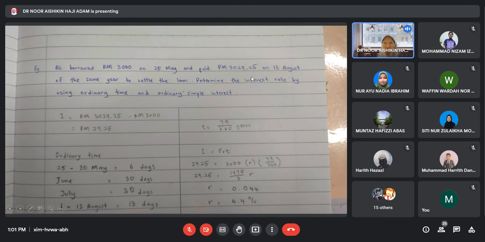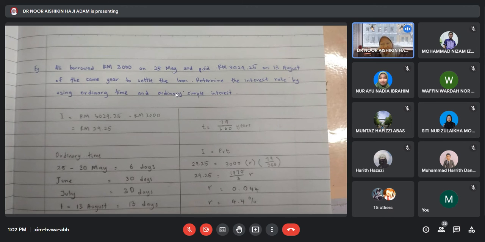Ali borrowed 3,000 ringgit on 25th May and paid 3,029 ringgit and 25 cents on 13th August of the same year to settle the loan. Dia tak kata which year. So, you anggap ini tak melibatkan leap year. Kalau dia tak cakap leap year atau tidak, ataupun dia tak bagi that exact year, you anggap tahun biasa je lah. Tak melibatkan leap year, okay?